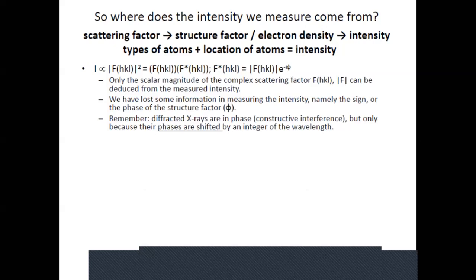So the intensity is proportional to the square of the structure factor. And so this is the equation that we can use to determine the intensity, or the square of the structure factor. And so when we're looking for intensity, one thing that we lose some information on is called the phase of the structure factor, which is this phi angle. And so this is usually called in crystallography the phase problem. So when you look at intensity, you lose some information about the phase of the structure factor.